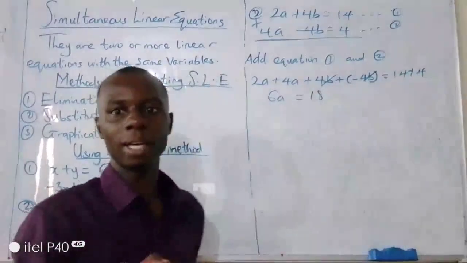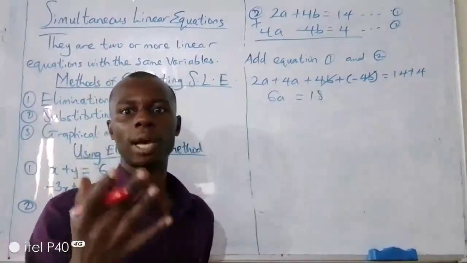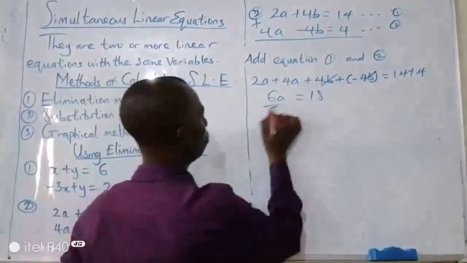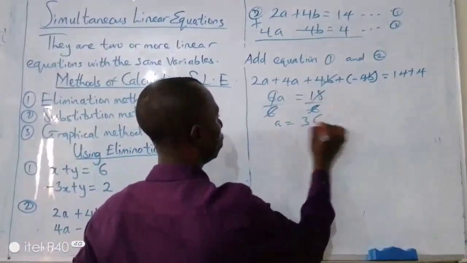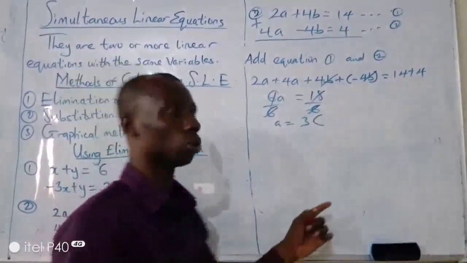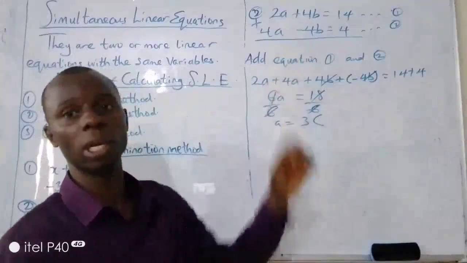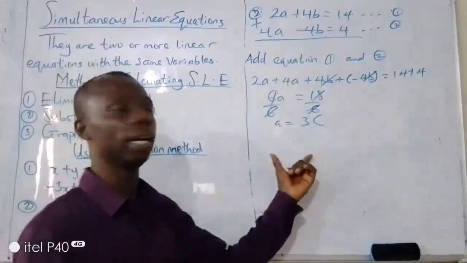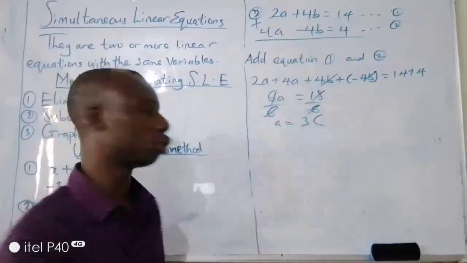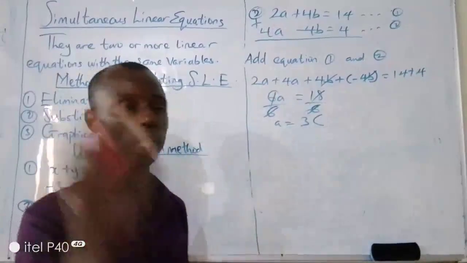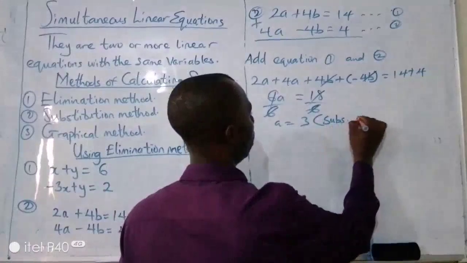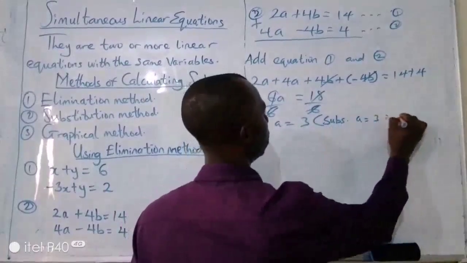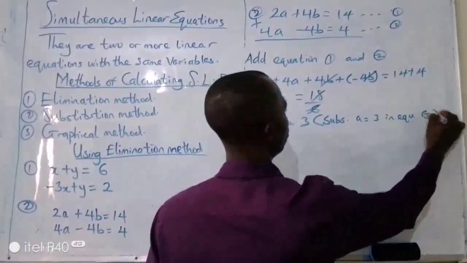So how do I get my a now? I will simply divide both sides by 6. So by 6, this cancels this. So a equals 3. So I've gotten 3, which is the first solution. To calculate the second solution, which is for b, I will simply substitute the value of a in either equation 1 or equation 2. So let me substitute a, which is equal to 3, in equation 2.